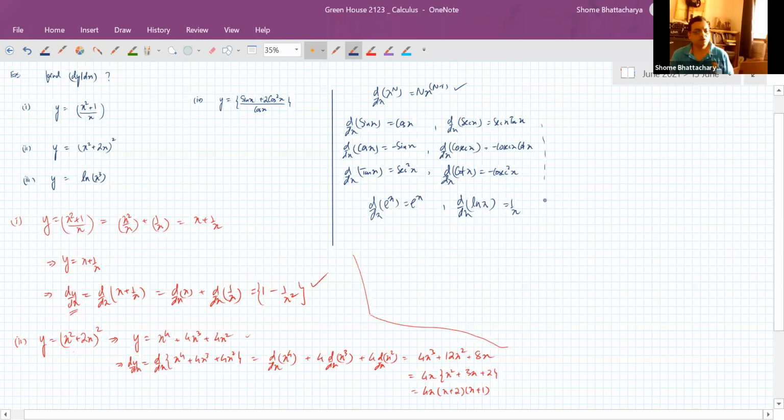So these are the formulas so far, and of course the basic properties, sum and difference of functions, constant multiplied by function, those kind of things.